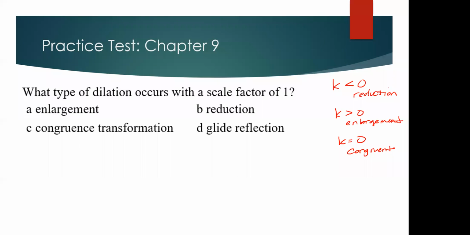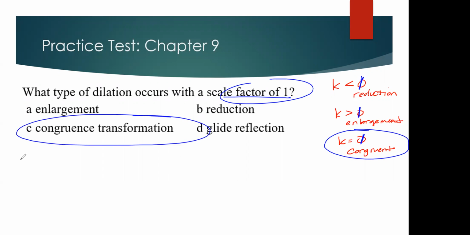All right, so the question here is asking about a scale factor of 1. I'm sorry, just one second. These should all be 1. If k is less than 1, it's a reduction. If k is greater than 1, it's an enlargement. And if k is equal to 1, then they are congruent. So if the scale factor is 1, they're going to be congruent. Sorry about that. This should be k less than 1, k greater than 1, k equal to 1.